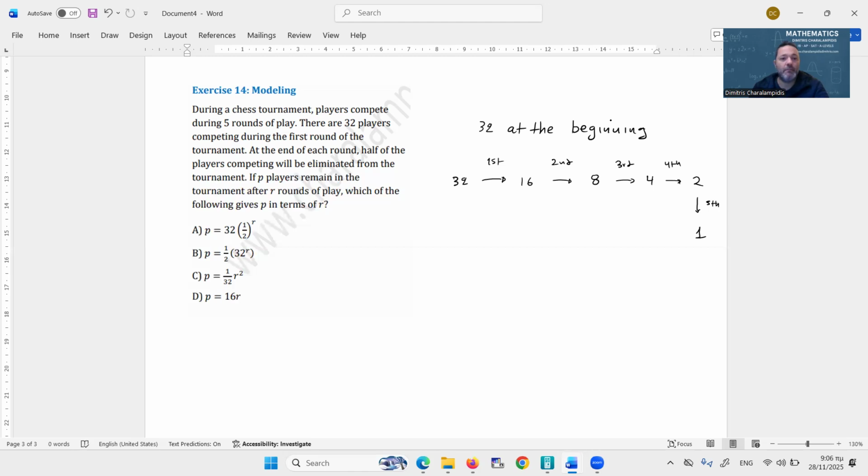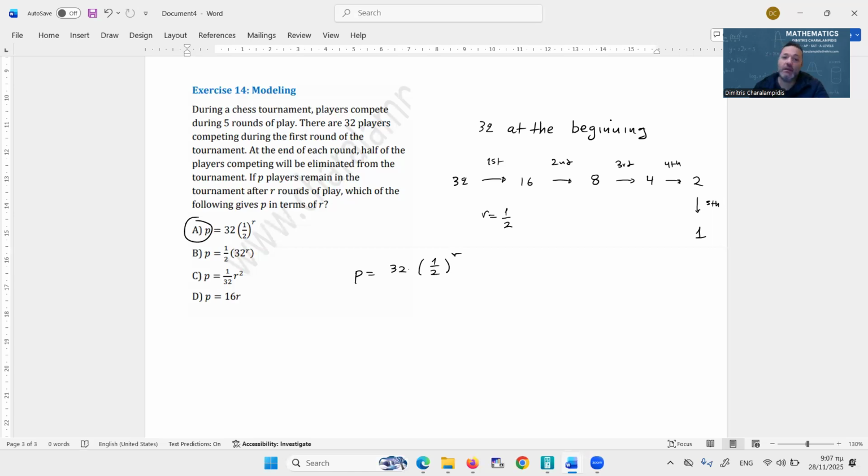If P players remain in the tournament after R rounds, which of the following gives P in terms of R? So we're clearly talking about a geometric sequence, where every single time, since half of us are being eliminated, we multiply by 1/2. So this means that it should obviously be A. P is 32 times 1/2 to the power of R.